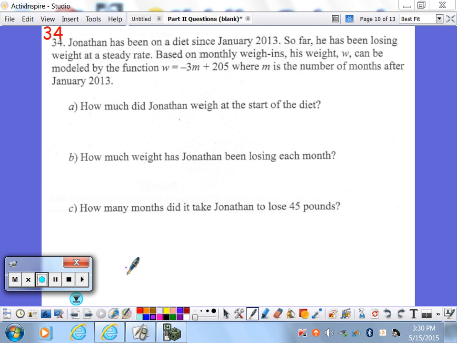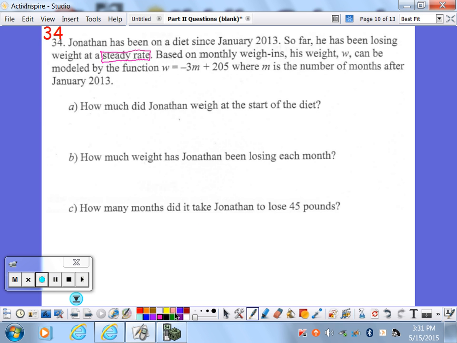34. Jonathan has been on a diet since January 2013. So far, he has been losing weight at a steady rate. Ooh, I hope you're all thinking of a certain function right now if you see the words steady rate. I know I am. Based on monthly weigh-ins, his weight W can be modeled by the function W equals negative 3m plus 205, where m is the number of months after January 2013.